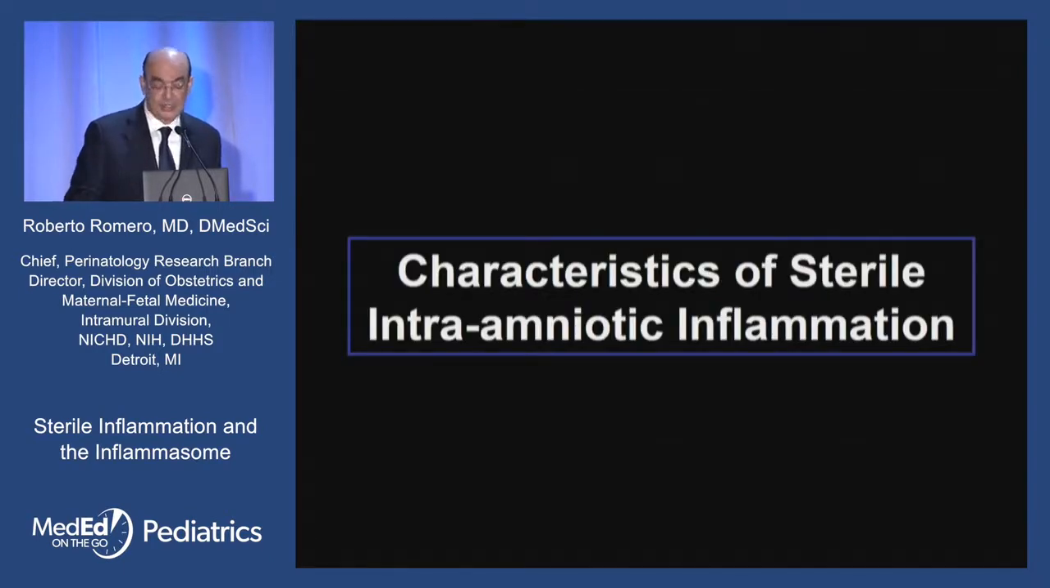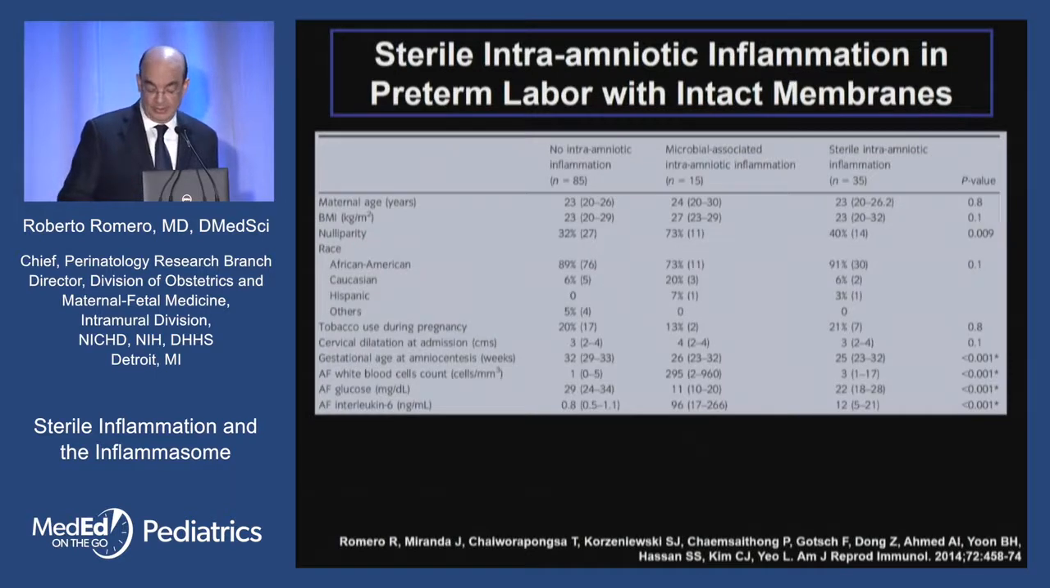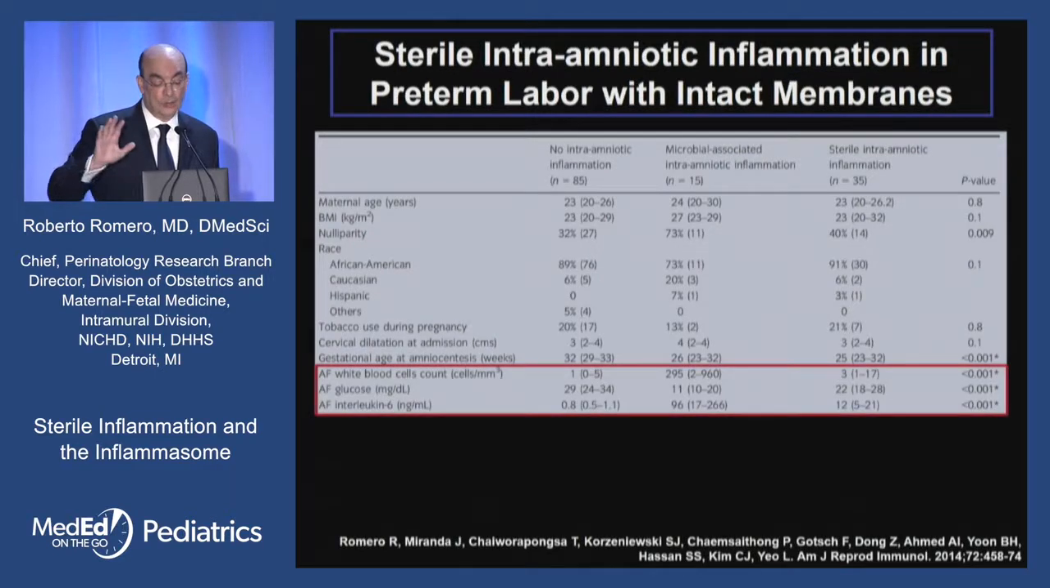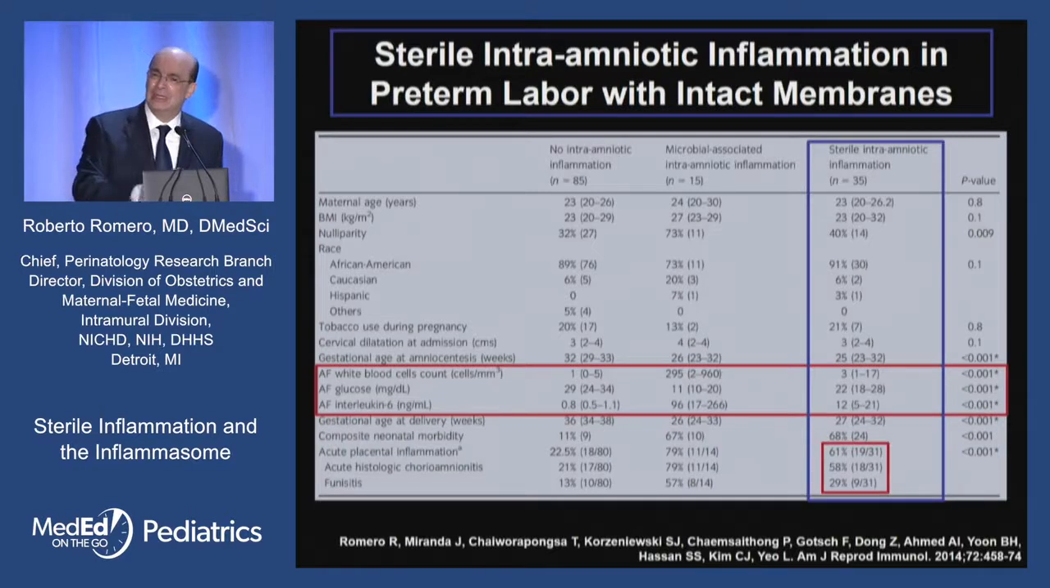Now, what are the characteristics of a sterile intraamniotic inflammation? The first point is white blood cells are elevated but modest in comparison with the second column. And I'm asking you to look over here. I don't have a mouse. But the bottom line is that glucose concentrations in amniotic fluid, white blood cell count, and inflammatory cytokines are at a lower level. Now, importantly, is the red square.